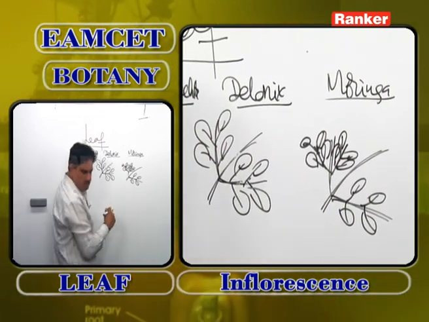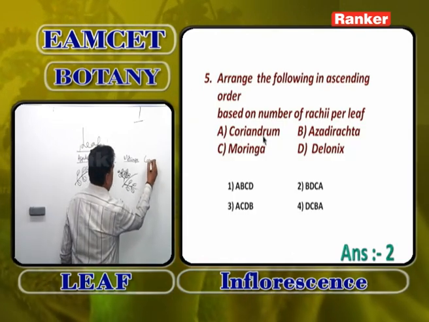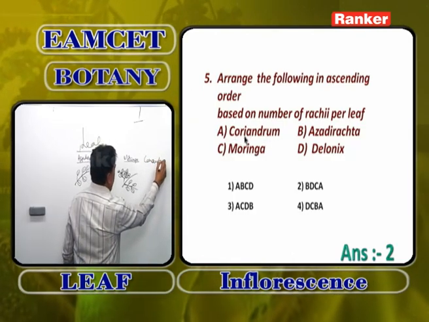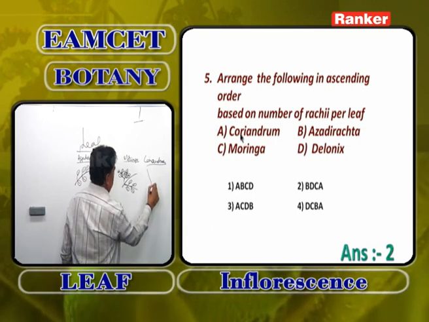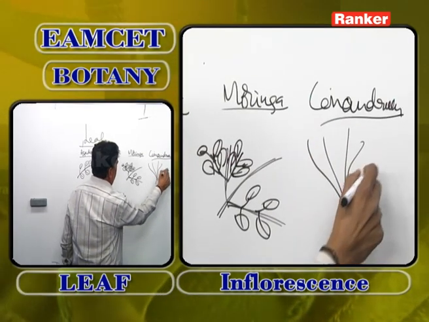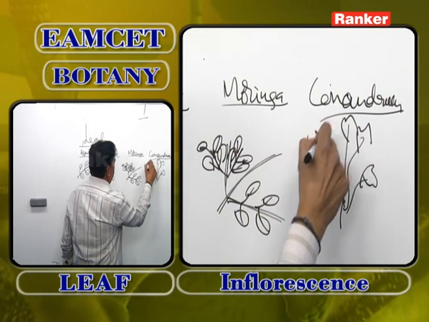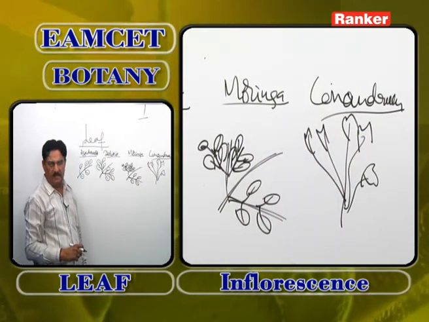Now coming to the last one, coriandrum. Here the rachis is very much divided. Numerous rachis will be there, and highly dissected leaflets are present at the tip of the terminal rachis.